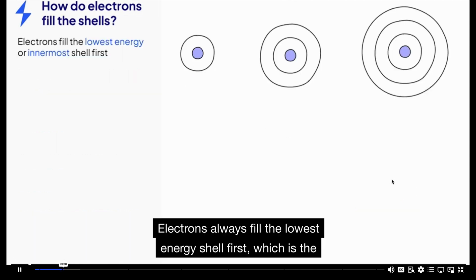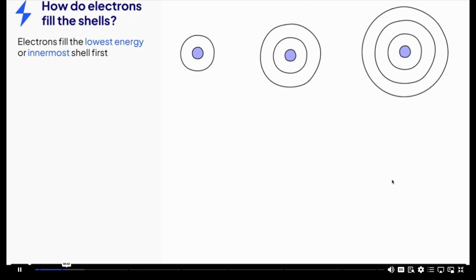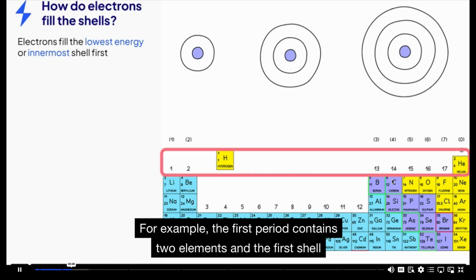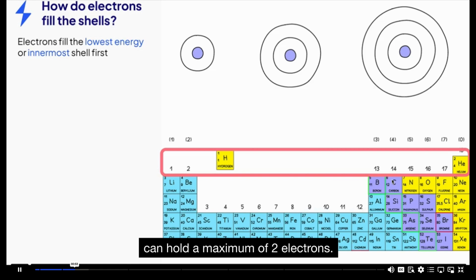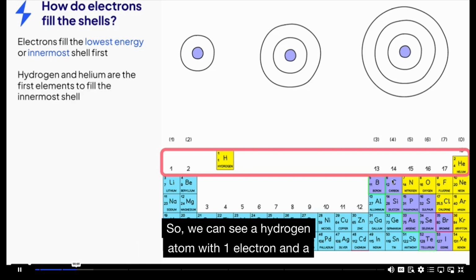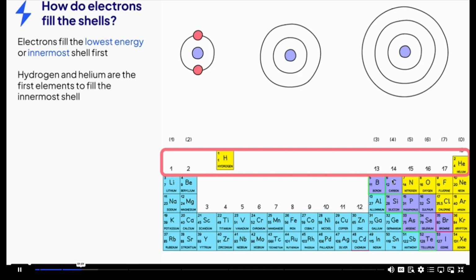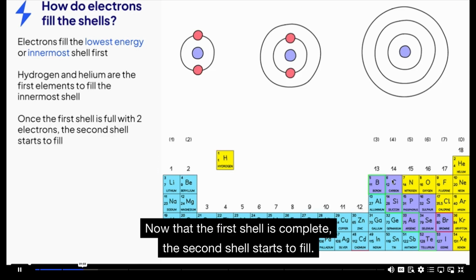Electrons always fill the lowest energy shell first, which is the shell closest to the nucleus. There is a clear link between the periodic table and the electrons in a shell. For example, the first period contains 2 elements, and the first shell can hold a maximum of 2 electrons. So, we can see a hydrogen atom with 1 electron, and a helium atom with 2 electrons. Now that the first shell is complete, the second shell starts to fill.